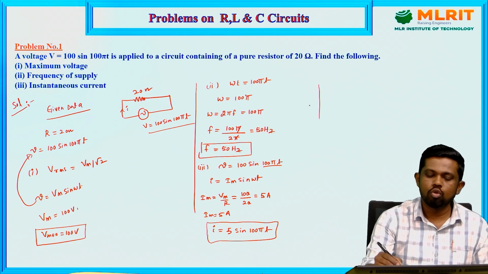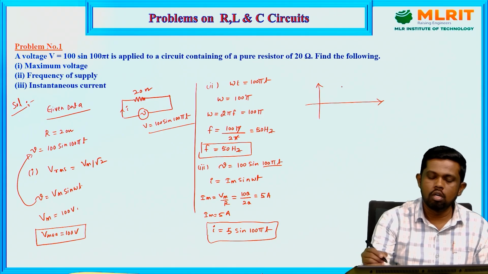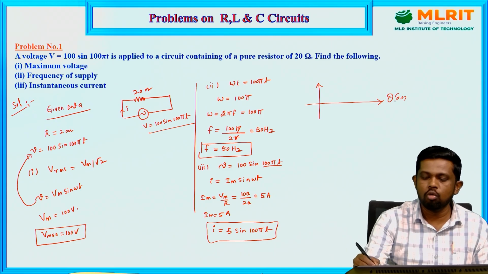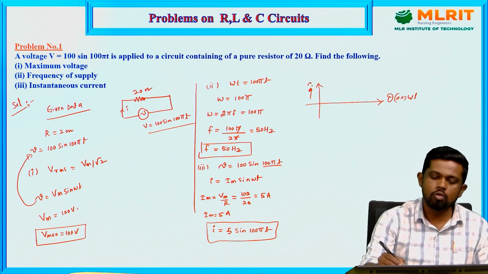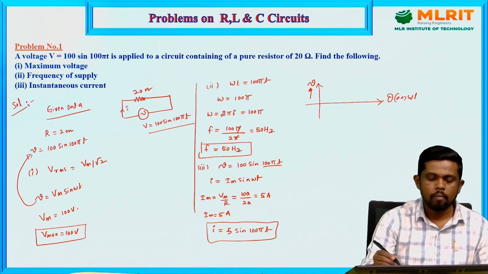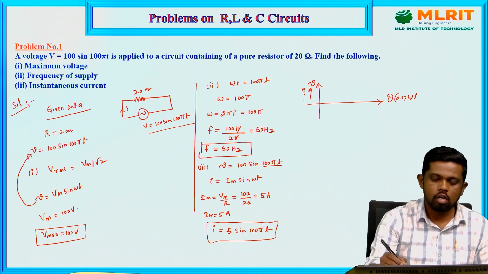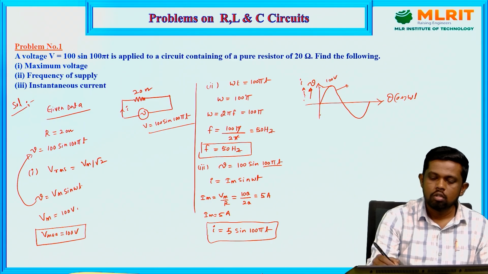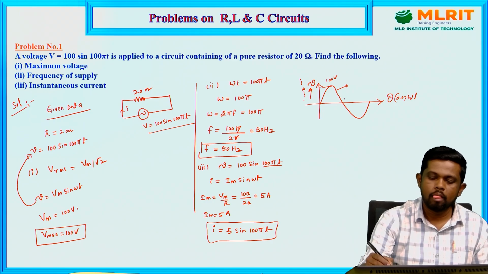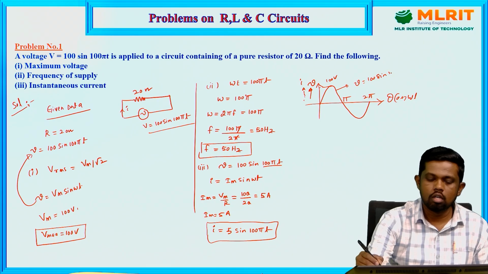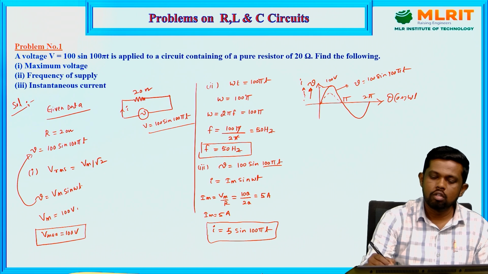We can also plot the waveform representation of voltage and current against theta or omega t. It's an additional thing, they haven't asked for it. We plot the voltage and current of the network. This is the voltage, with a peak value of 100 volts, and the axis marks pi, then 2 pi. It is V equals 100 sin 100 pi t. Based on this, we will also get the current.